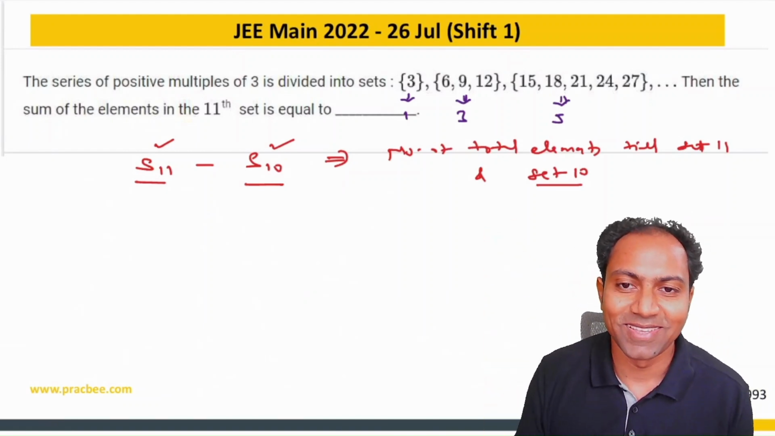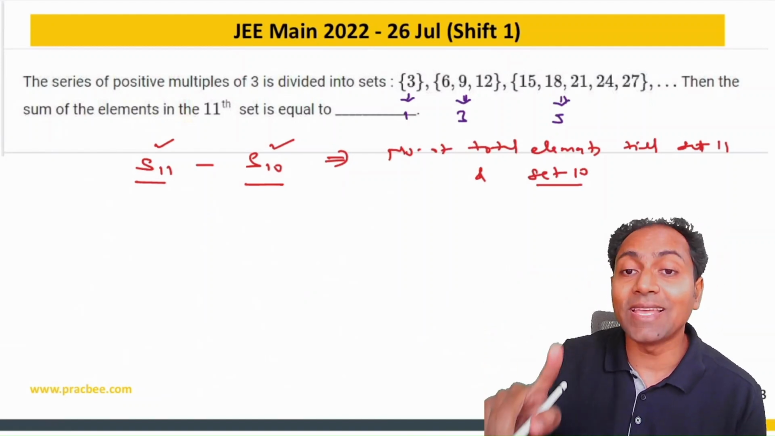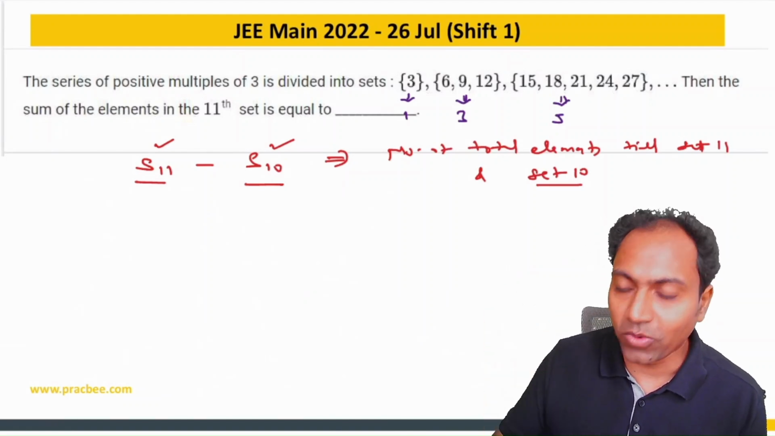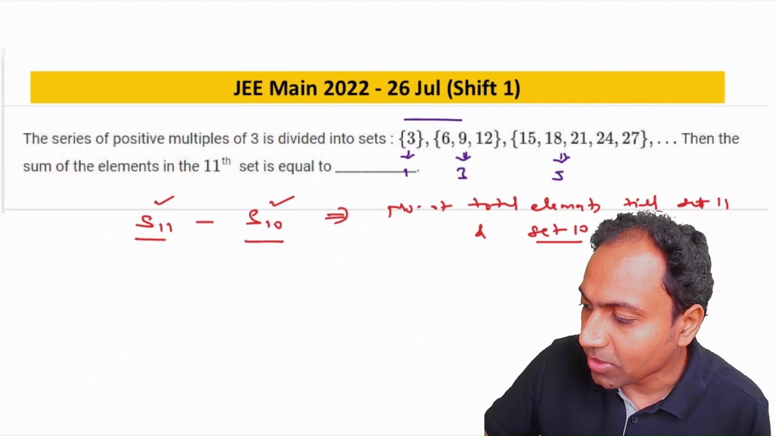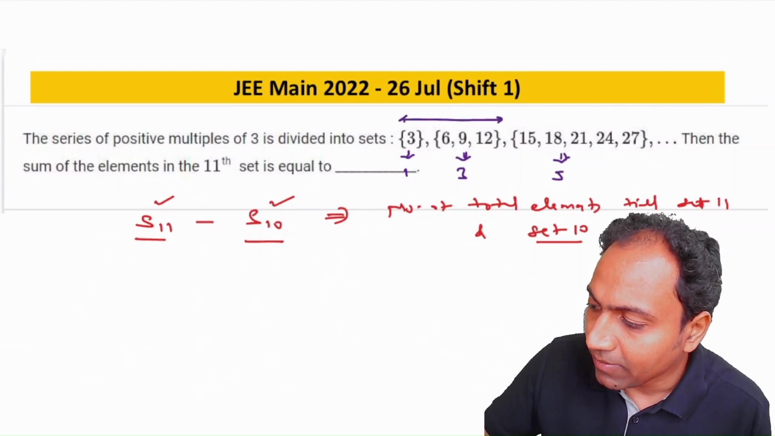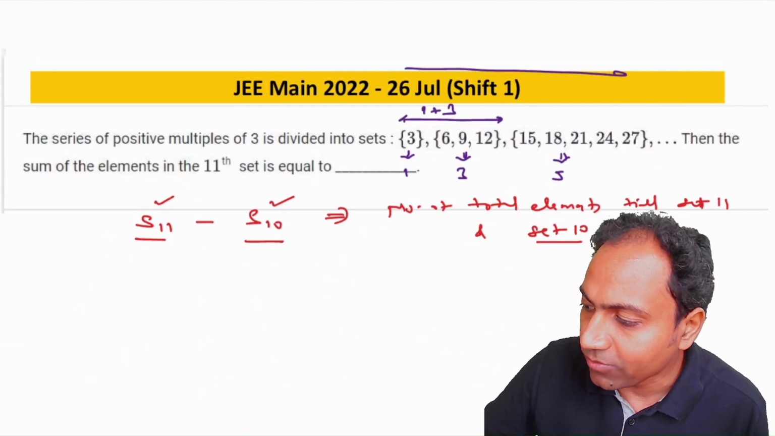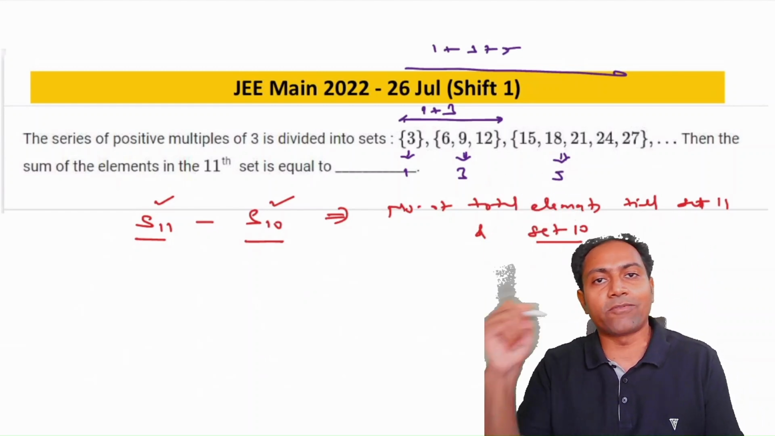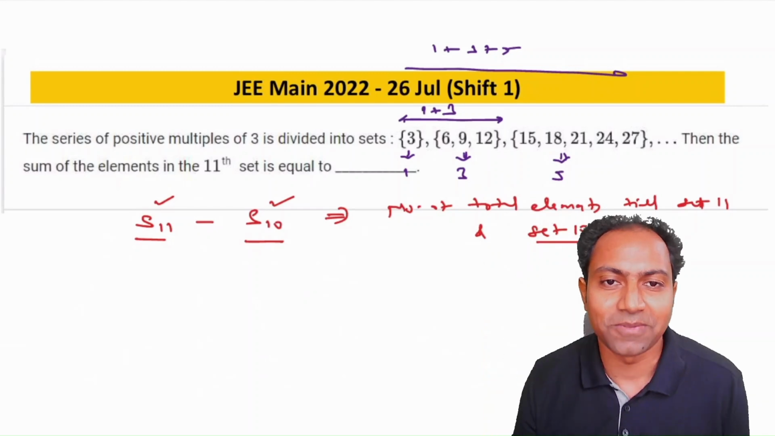So you can see that the number of elements in every set is nothing but an odd number, so it is also in AP. So if I want to find the total number of elements till the nth set, it would be nothing but the sum of this AP. Again, what I'm saying is, if I want to find the total number of elements till this set, I will have to add 1 plus 3. If I have to go till the third set, I will have to add 1 plus 3 plus 5. And if I have to go till 11, I will have to add the number of elements in each of these sets till 11.